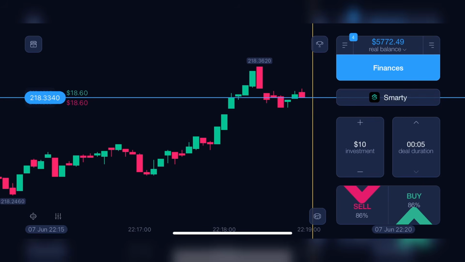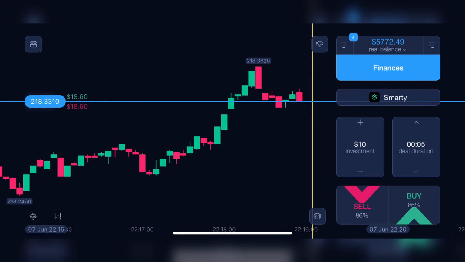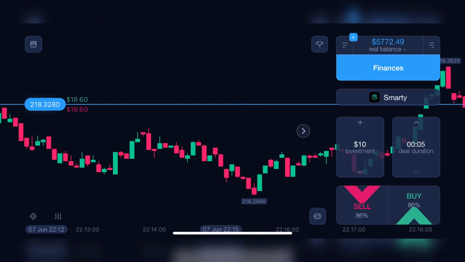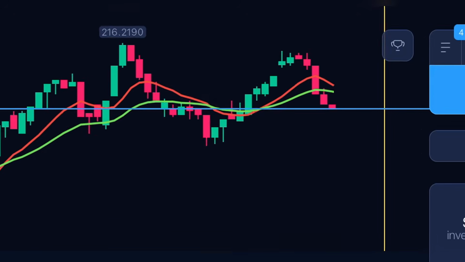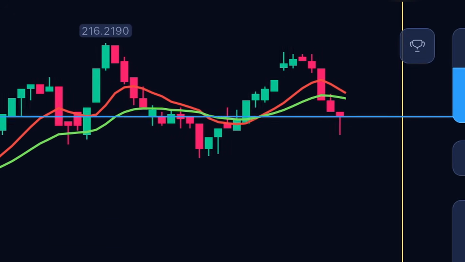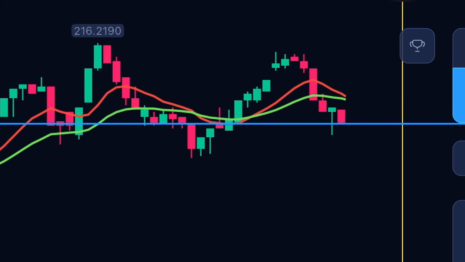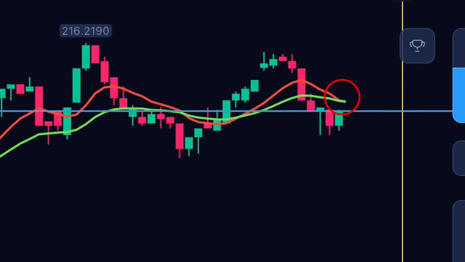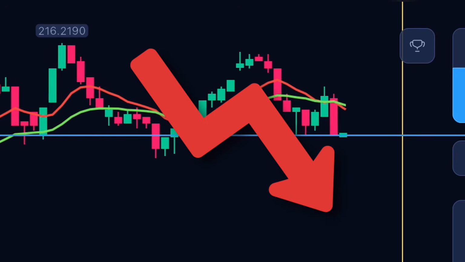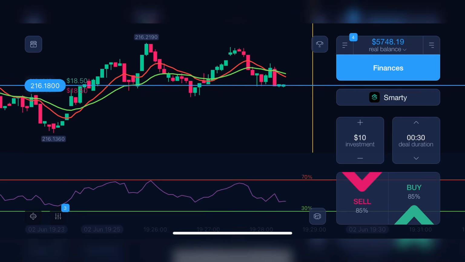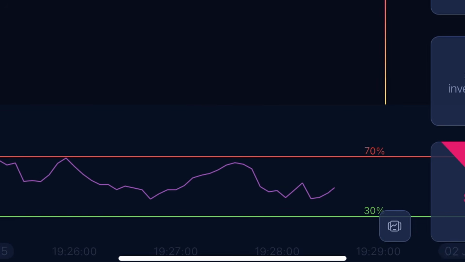First, you need to find a market with decent volatility, like this. Next, after adding the necessary indicators, we need to look at these 2 moving average lines. If the red moving average crosses below the green moving average like this, it indicates a short-term downtrend in the market. Before placing a sell trade here, we need to look at the RSI indicator.